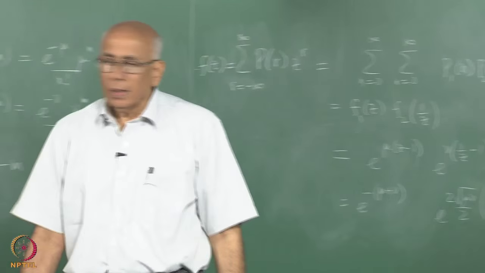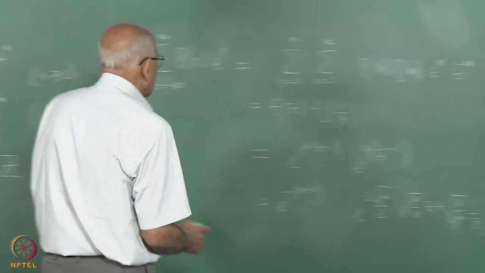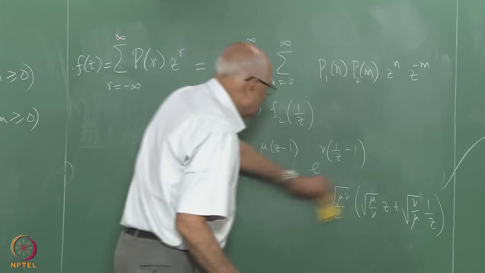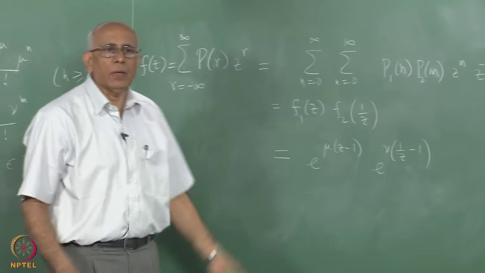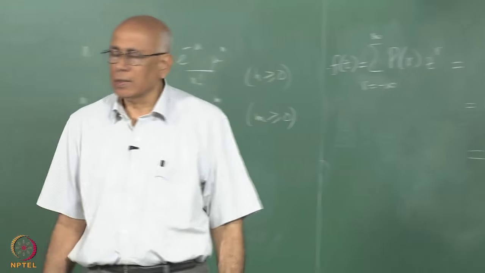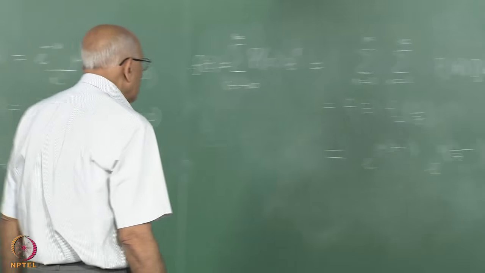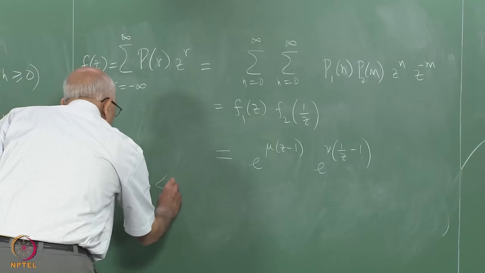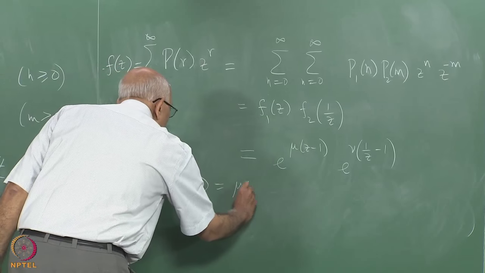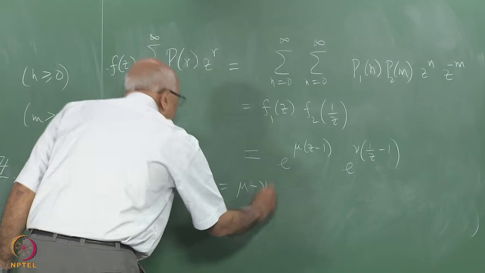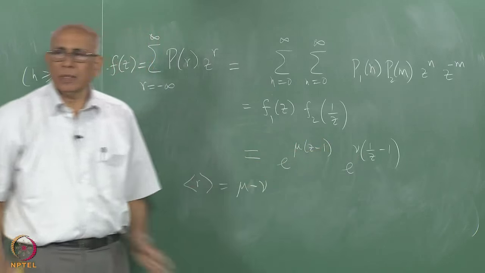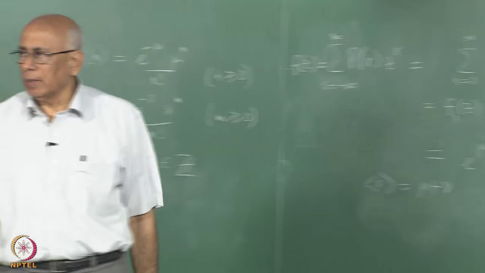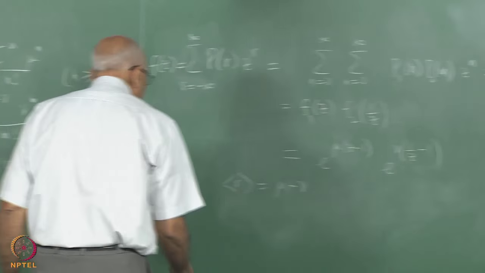Now we already know the generating function. This is the generating function for this distribution. So from here, it's possible to find all the factorial moments fairly straightforwardly without any difficulty. For example, the average value of r will turn out to be mu minus nu. That follows immediately. If you differentiate this once with respect to z and set z equal to 1, you get this immediately. What about the variance?